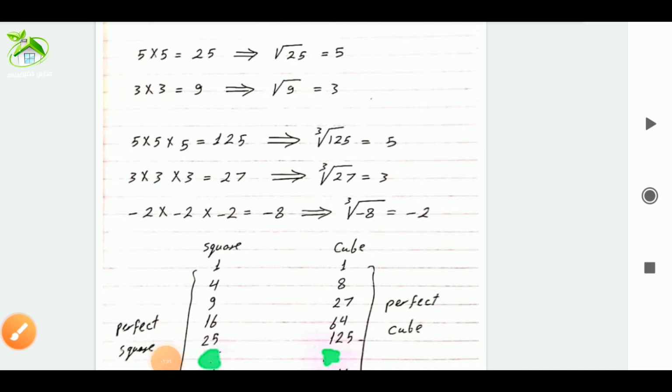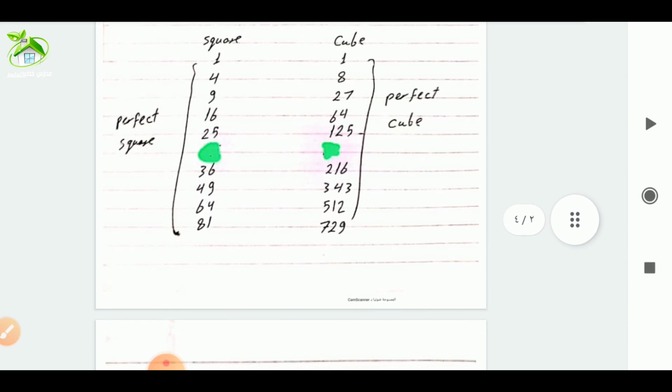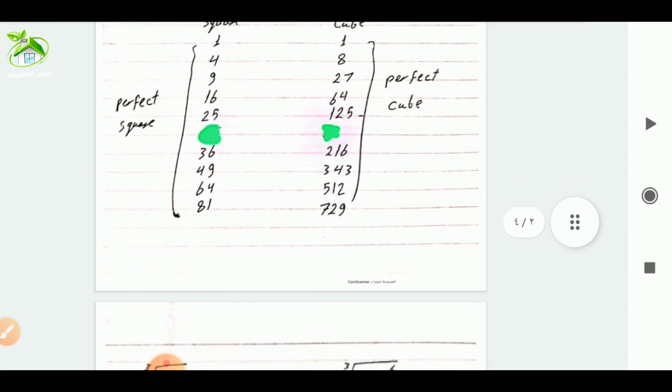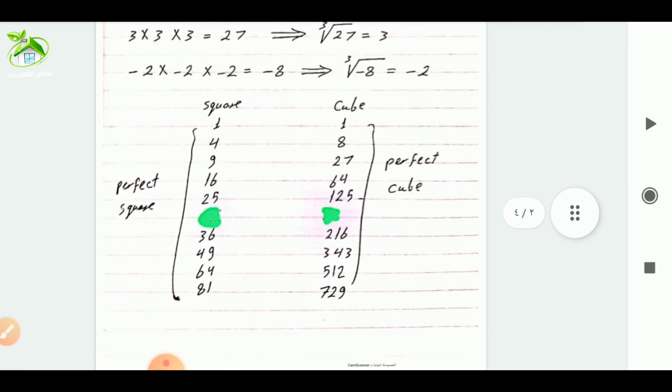Some numbers are squares of other numbers. The square of 1 is 1. The square of 2 is 4. The square of 3 is 9. The square of 4 is 16. All of these numbers are called perfect squares.